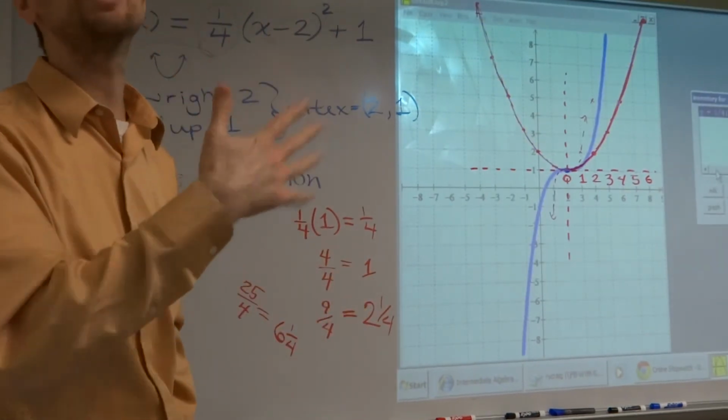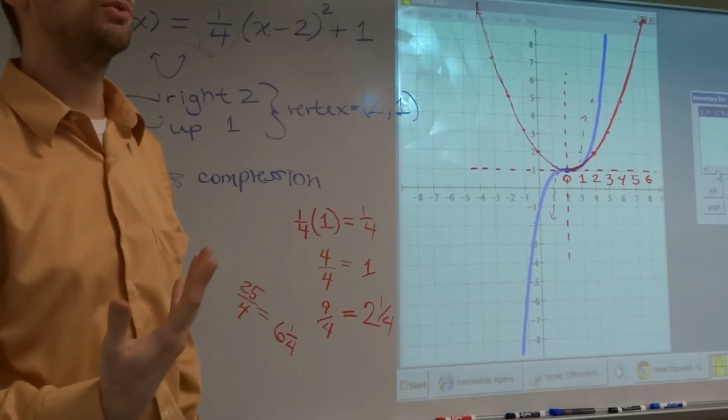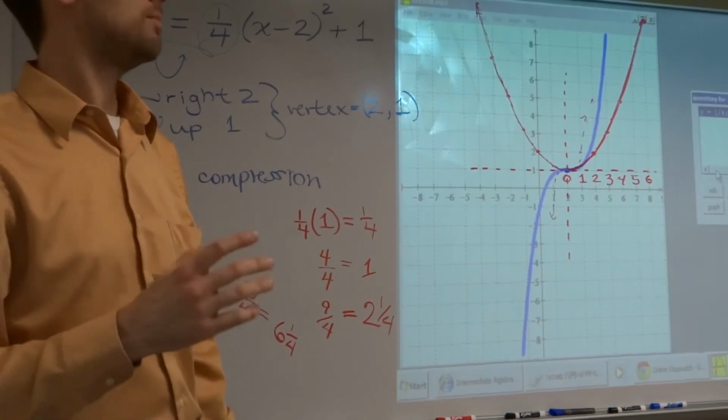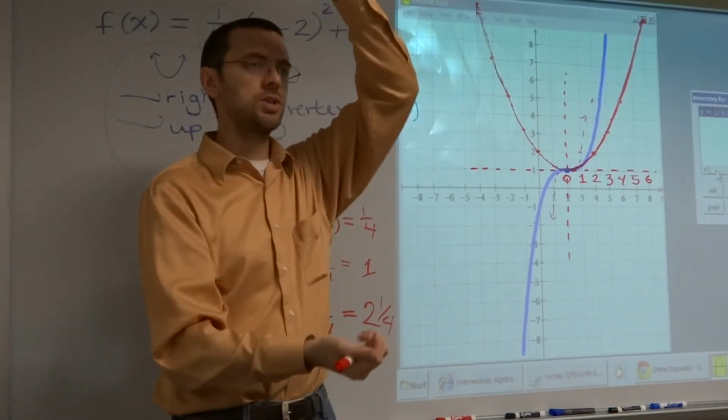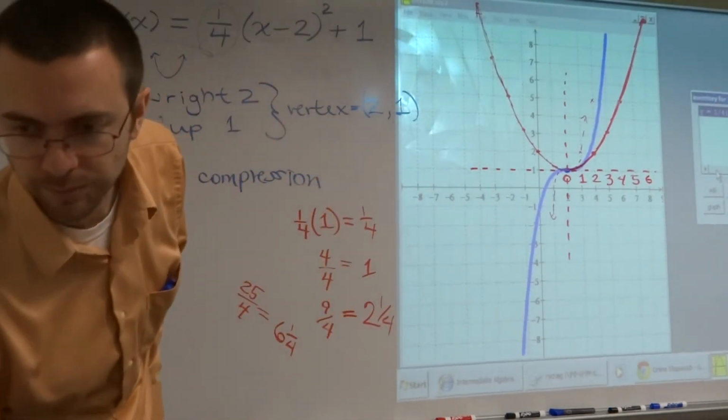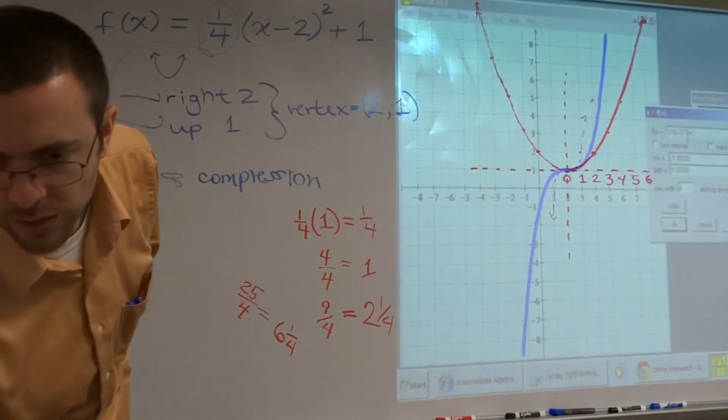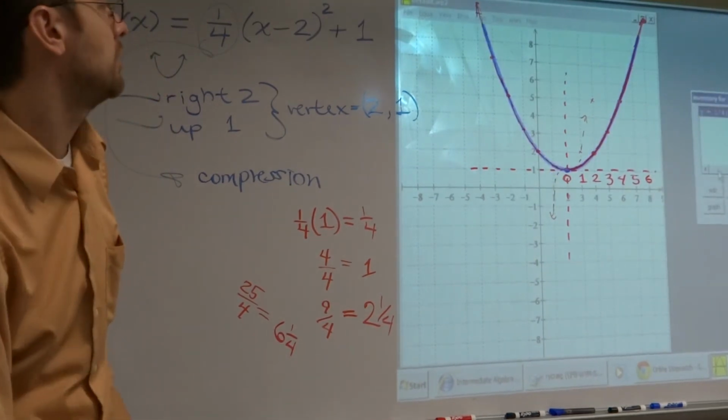But the same techniques apply. Doesn't matter what your original graph is. Everything that I'm showing you here is how you can move it up, down, left, and right, stretch, compress. It's all the same. So we go back just so you can see the final image. Here is that guy.